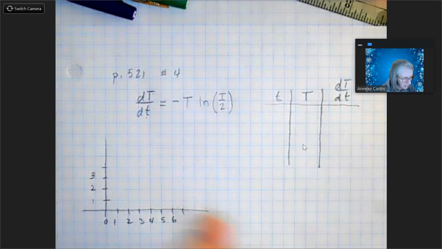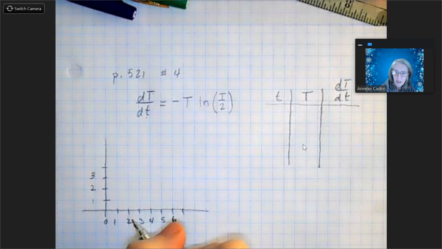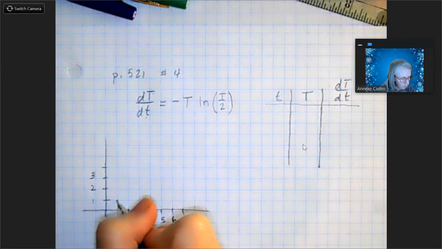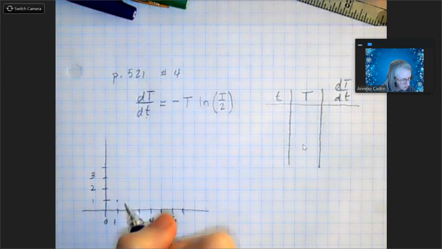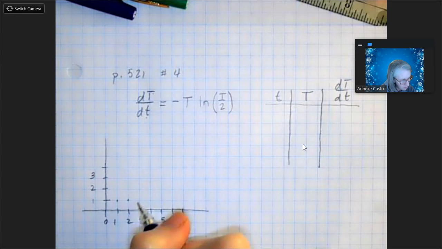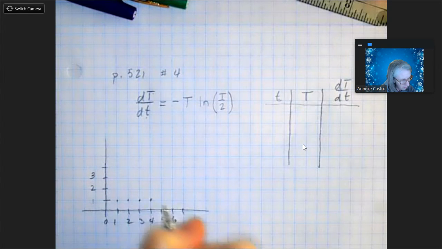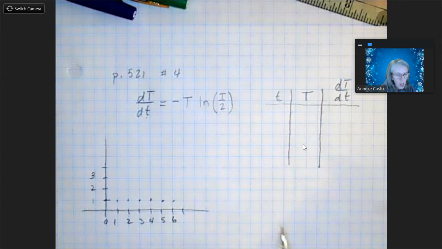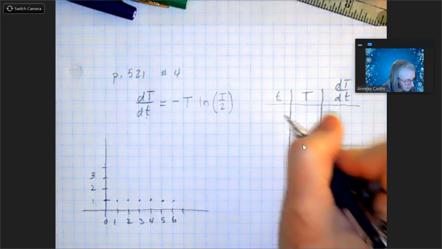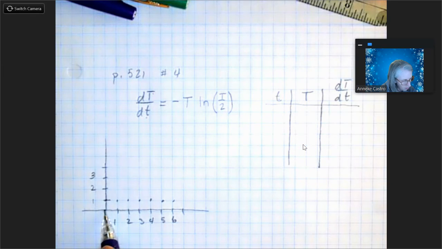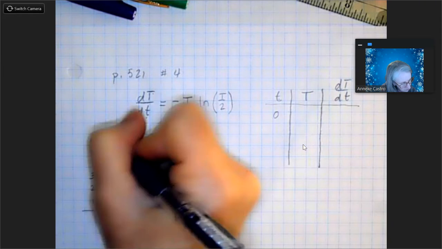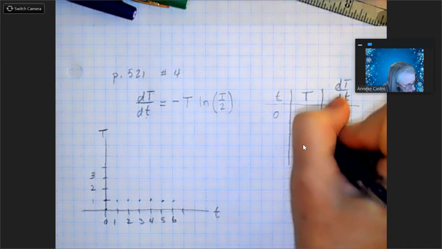That means I need to find slopes for all the points that fall into this area right here. So I want a slope for 1 and 1, 2 and 1, 3 and 1, 4 and 1, 5 and 1, 6 and 1, and then 0 and 1. You're going to plug in numbers here that correspond to these points. We could also do 0, 0. So I'm going to put 0 for lowercase t and 0 for uppercase T.